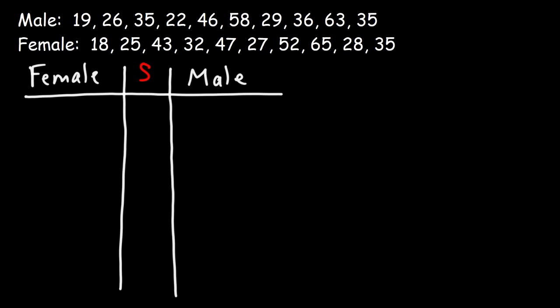So let's start with the ages of the males. The lowest age is 19. So the first digit 1, we're going to put in the stem column. The second digit 9, we're going to put in the male column. So here's our key. So 19 corresponds to 19.